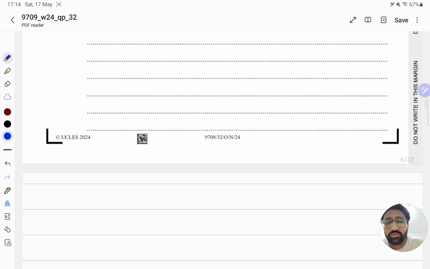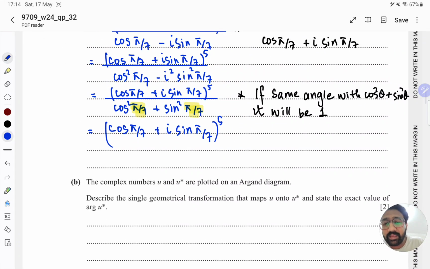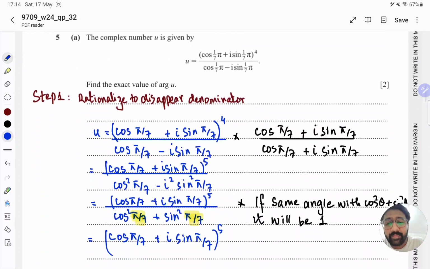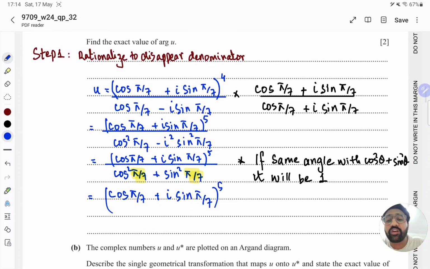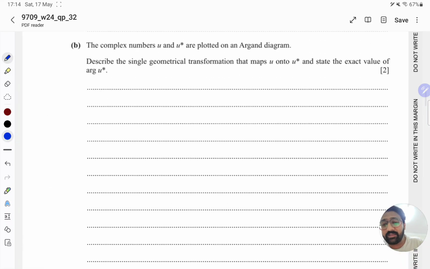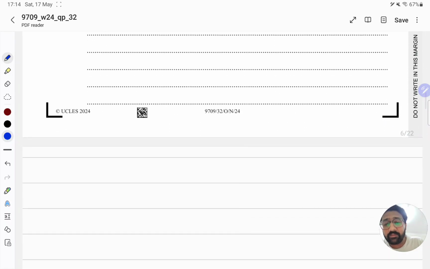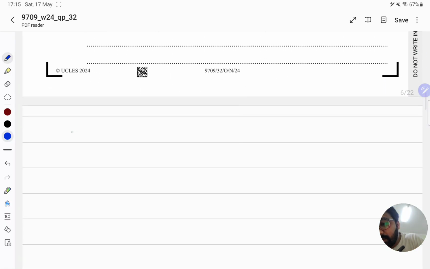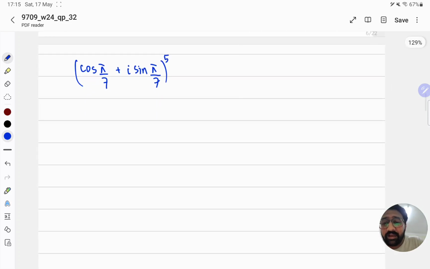Now what are we supposed to do? We are up till here, but we are supposed to find out the exact value of the argument for u. So now we have this thing, cos pi by 7 plus i sin pi by 7 and whole power of 5. This is what we have.